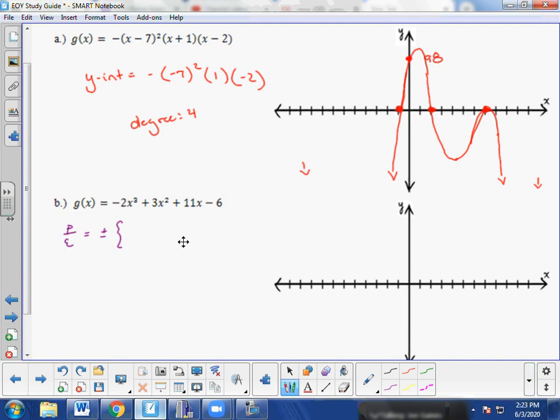But again, possible rational zeros here would be factors of 6 over factors of 2. So factors of 6 would be 1, 2, 3, and 6 all over 1, and also 1, 2, 3, 6 all over 2. So 1/2, 2 over 2 is just 1, 3 over 2, and 6 over 2 is just 3. So these are our possible rational zeros.